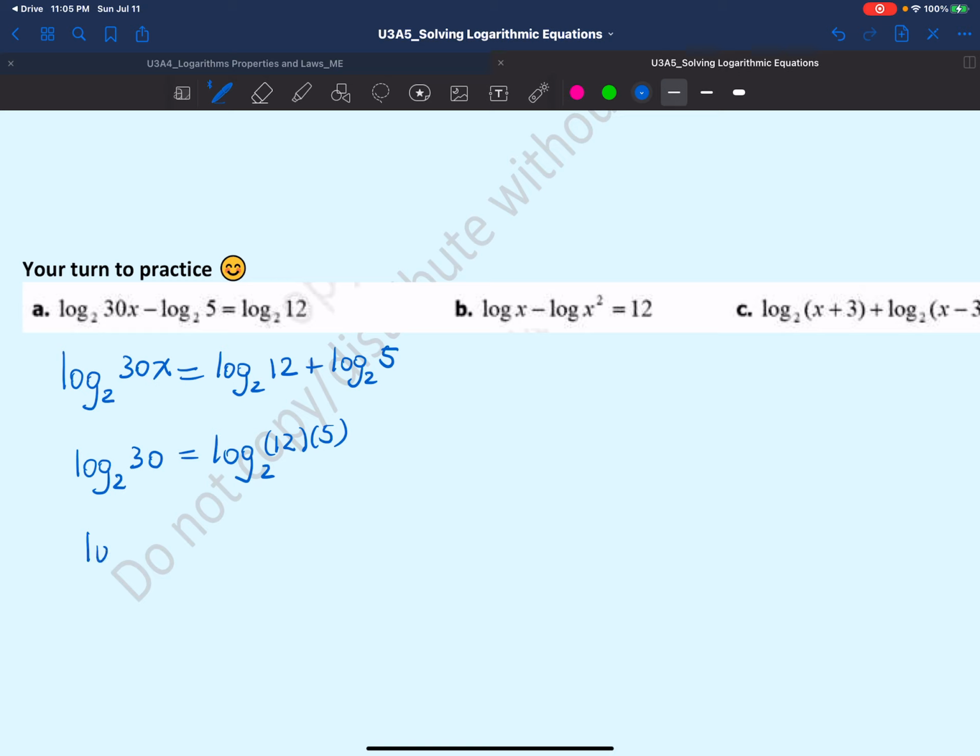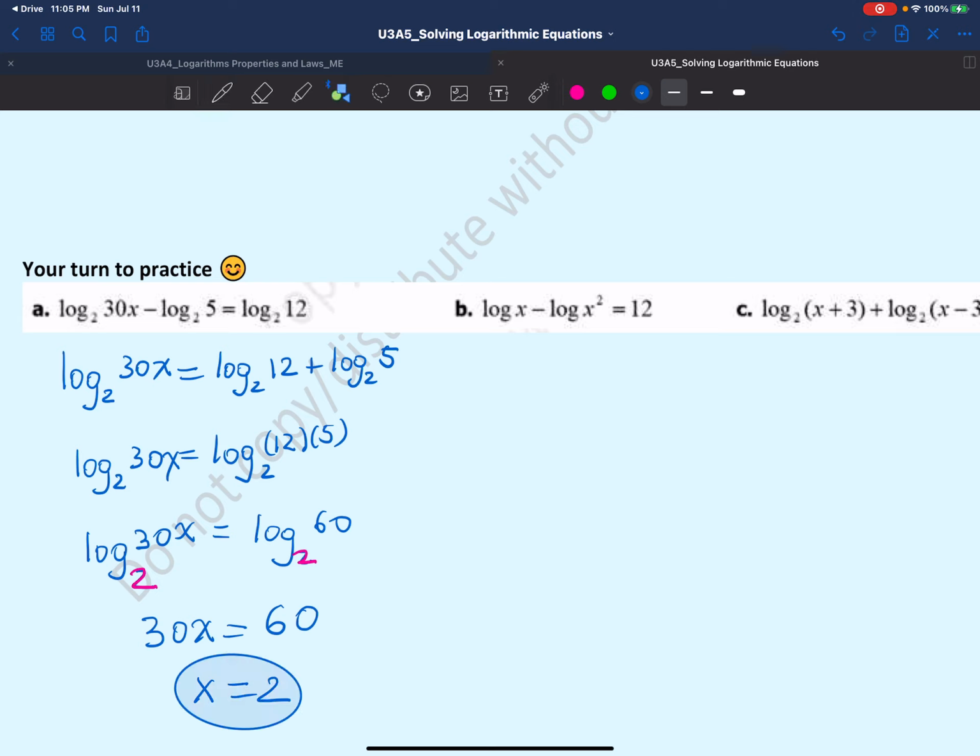12 times 5 is, I keep forgetting the x there, 60, which tells us that 30x must equal 60. Remember, the bases are the same. The log numbers have the same value. So 30x must be 60, which will make x equal to 2.